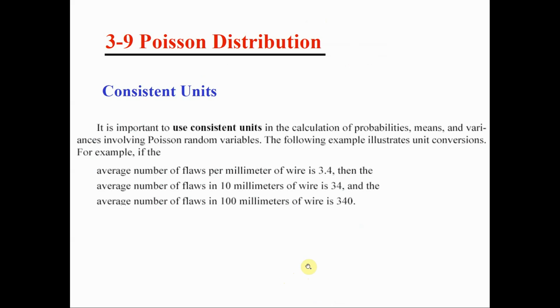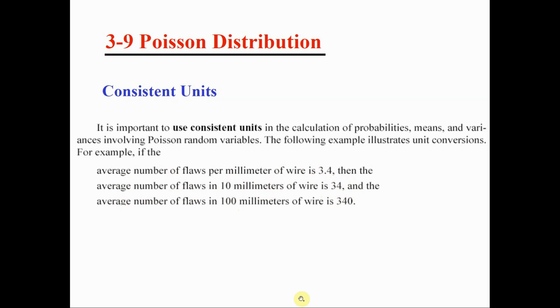In another setup, imagine that we have a length of wire. If we know that the average number of flaws per millimeter of the wire is 3.4, then obviously the average number of flaws in 10 millimeters of the wire is 34. So 3.4 times 10, 34. And the average number of flaws in 100 millimeters of the wire is 340. So the original 3.4 times 100 and so on. So this could be lambda, this could be lambda, or this could be lambda.